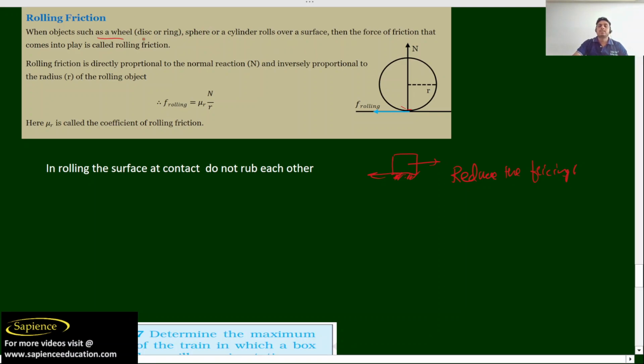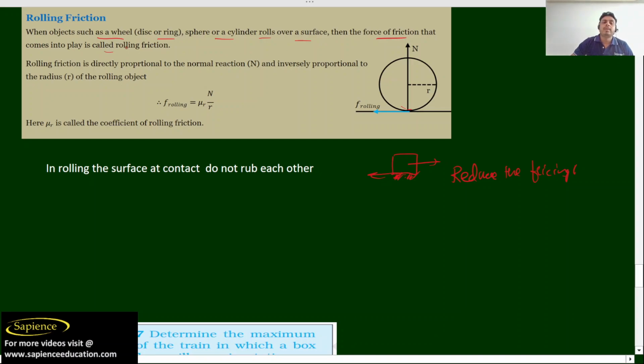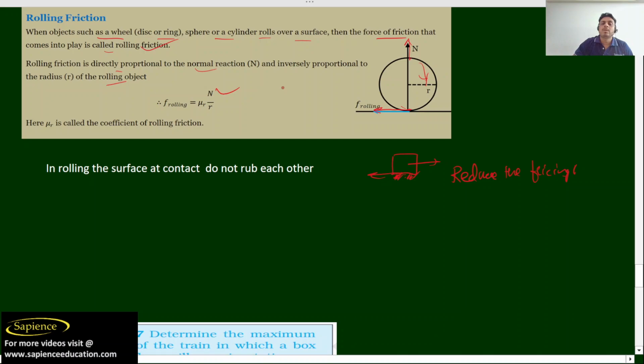So when an object such as a wheel, disc, ring, sphere or cylinder rolls over a surface, the force of friction that comes into play is called rolling friction force. When it moves, rolling friction force will oppose its motion, right? Rolling friction is directly proportional to the normal reaction force. The more normal reaction force, the more rolling friction, and it is inversely proportional to the radius of the rolling body. If more radius is there, less friction will be there. If less radius is there, more friction will be there.